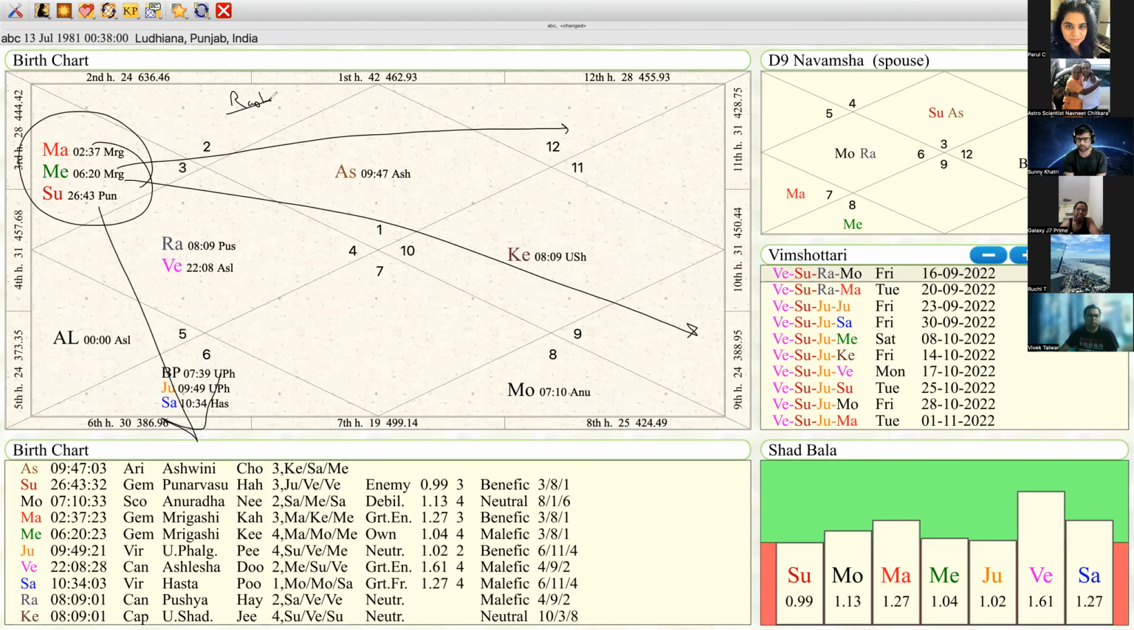If Jupiter or some planet was sitting here, this would have become very strong. Although this is not very impactful because there are no planets. Rashi Drishti only works if there are planets. But if there are no planets, it just adds a little bit of flavor.